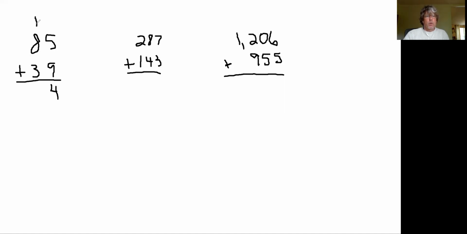I could then say 1 ten plus 8 more tens is 9 tens, plus 3 more tens is 12 tens. So I can just bring down the 12 tens. There's no need to carry because there's no more place values out there. So it just turns into 124.